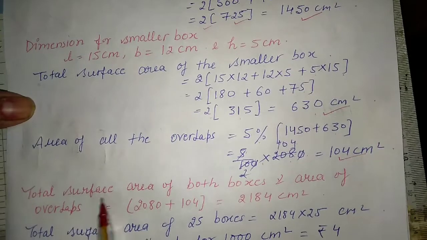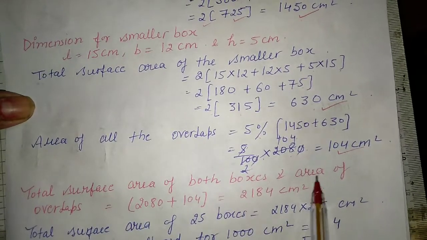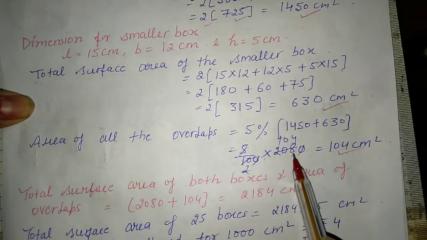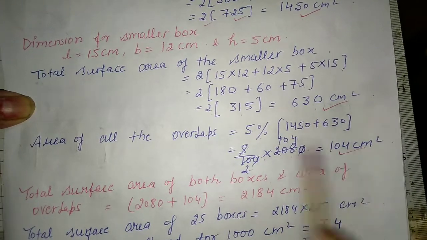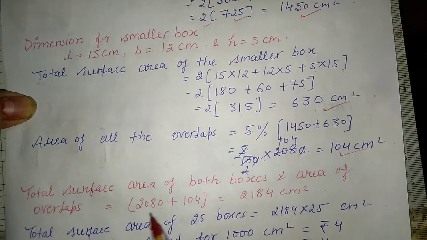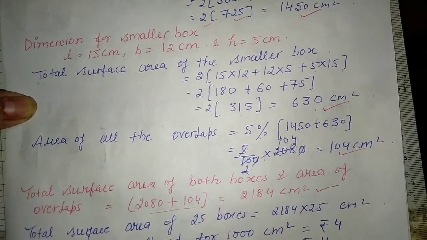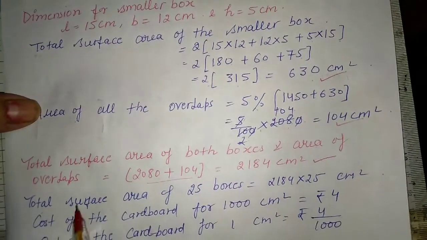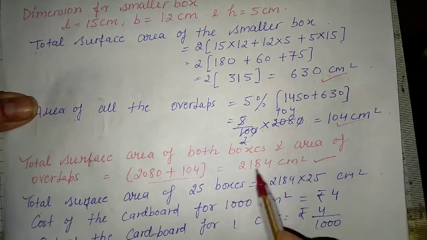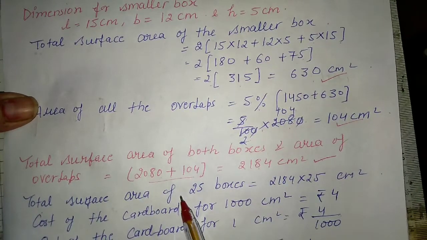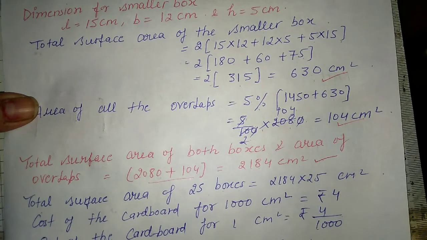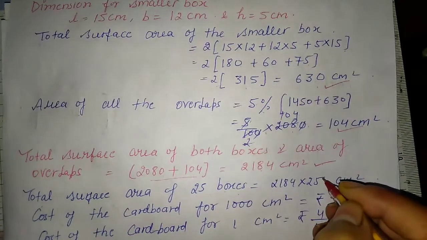So what is the total surface area of both the boxes and area of overlap? That is 2080. This is the surface area for both the boxes, and 104 is the area for the overlaps. If we add these two, we will get here 2184 centimeter square. Okay. Now the total surface area for 250 boxes. This is for one box. So how many are required? We are required here 250 boxes of each kind.